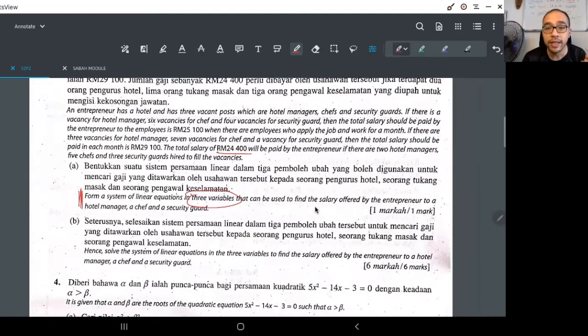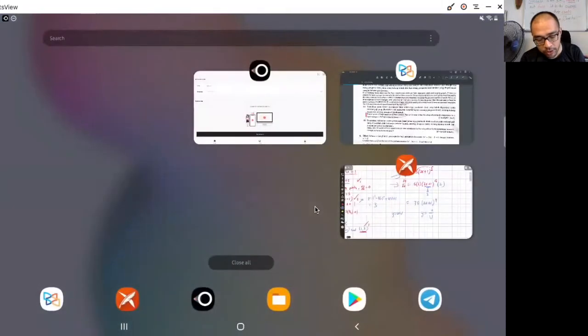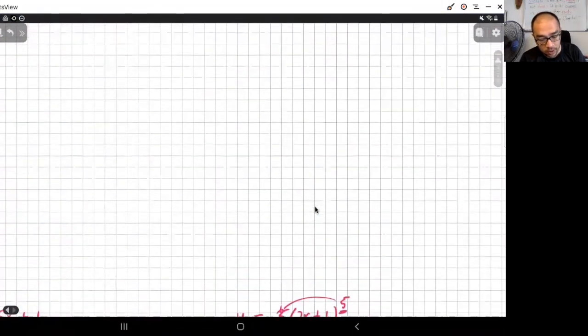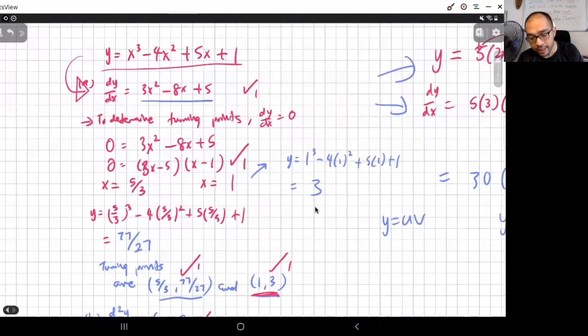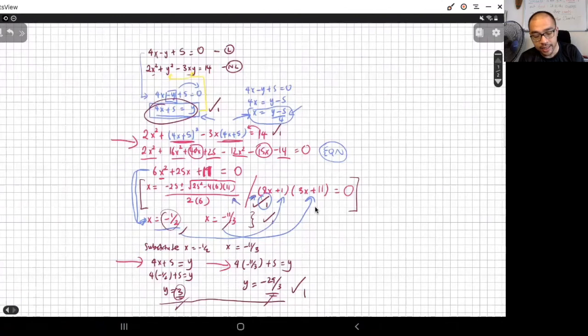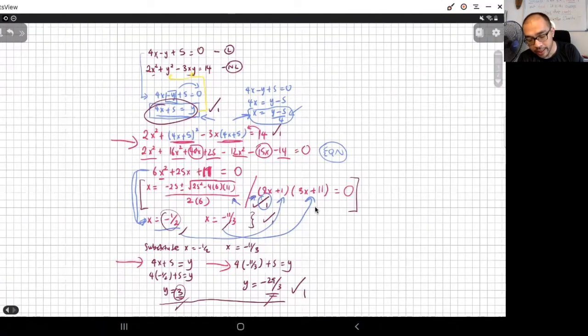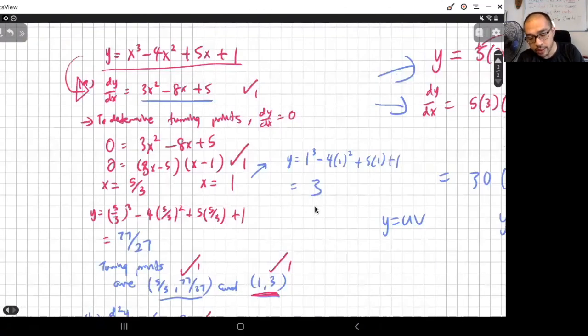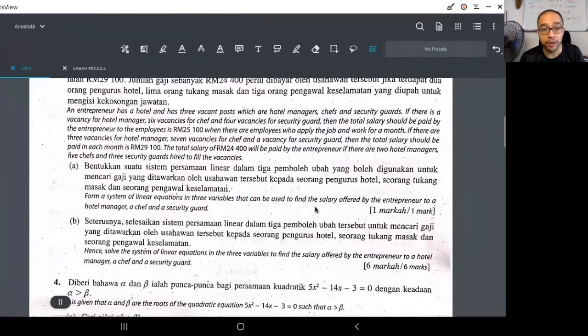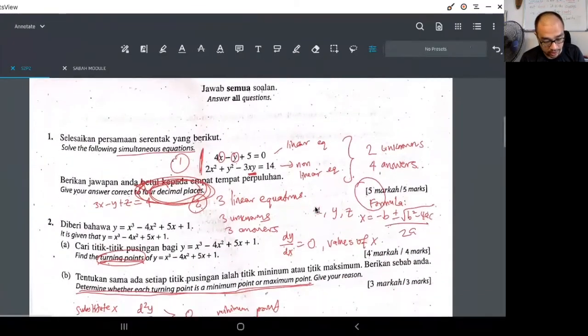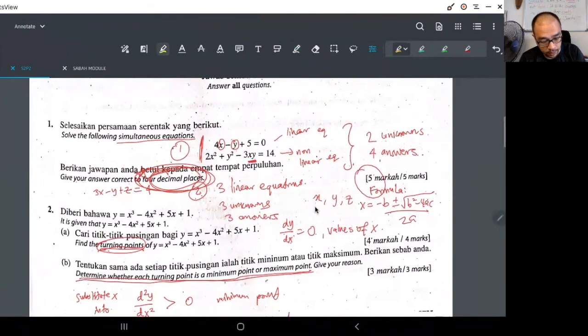Okay, so this is also simultaneous equations, involving the second kind. Remember, I told you the first kind is this: one linear and one non-linear. Now the second kind is the one that involves three linear equations and three unknowns. This is the one that I was saying. Three linear equations, three unknowns, so you will have three answers.